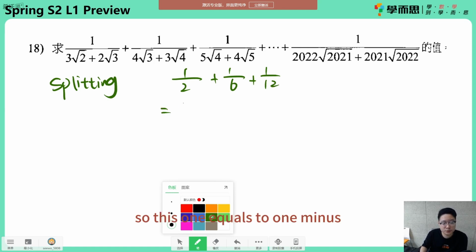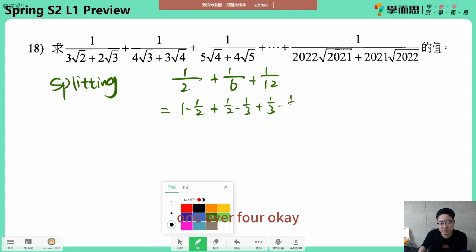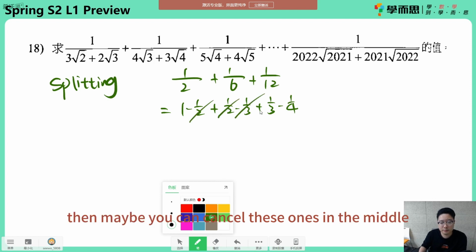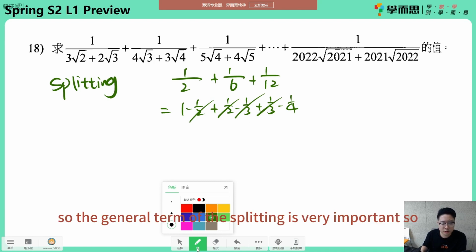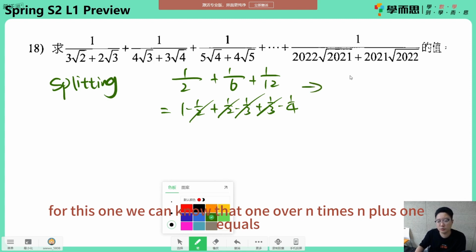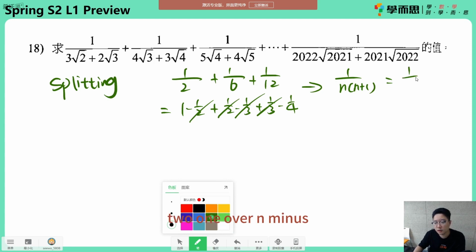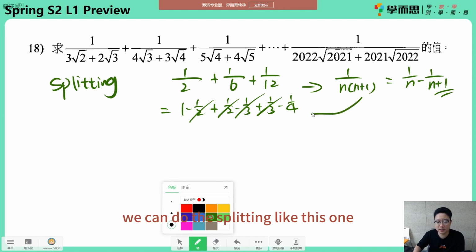So this one equals 1 minus 1 over 2 plus 1 over 2 minus 1 over 3 plus 1 over 3 minus 1 over 4. Okay? Then maybe you can cancel these ones in the middle. This is called splitting. Okay? So the general term of the splitting is very important. So for this one, we know that 1 over n times n plus 1 equals 1 over n minus 1 over n plus 1. So we can do the splitting like this one.